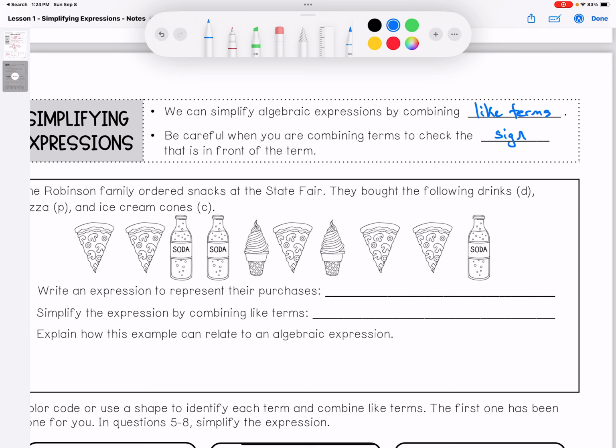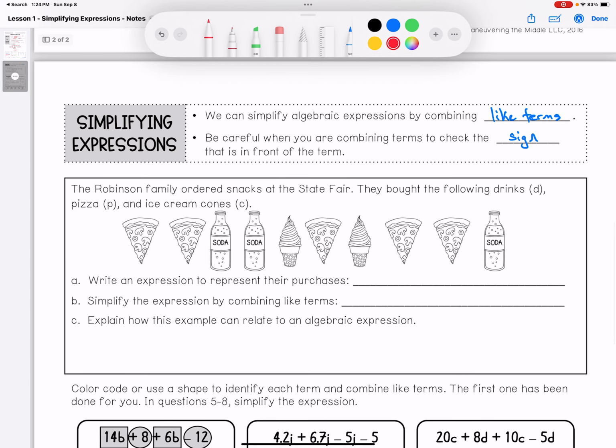All right. Here we go. The Robinson family ordered snacks at the state fair. They were hungry. They like Coach Barman. They bought the following drinks, pizza, and ice cream cones. Notice that the letter D stands for drinks, the letter P stands for pizza, and the letter C stands for ice cream cones. Okay, they told us that. We could have picked any letter in the world, but they told us to use those. So those are the ones that we're going to use because we're direction followers.